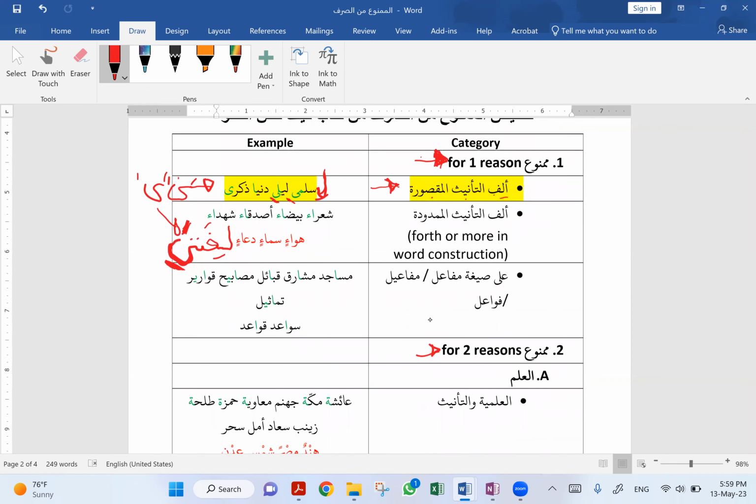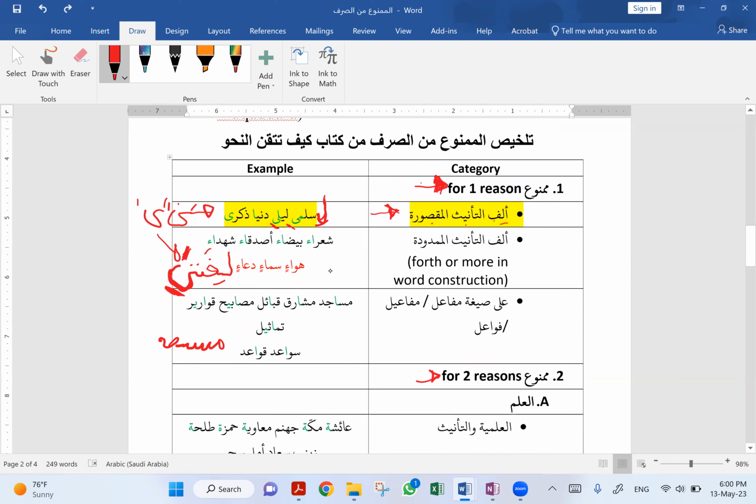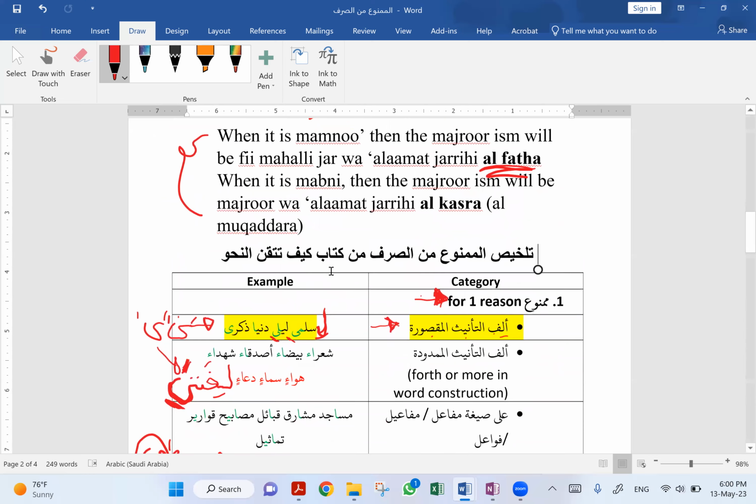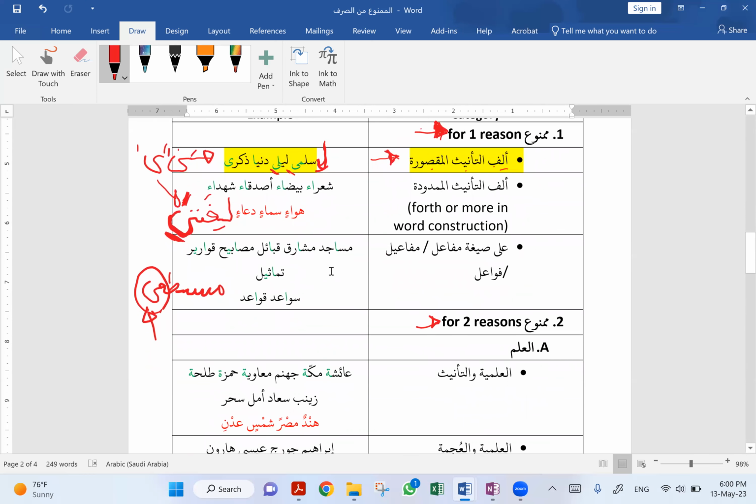So you have other words like Mustafa. Mustafa, the ending is an alif maqsura, but this is not feminine. So it will not have a fatha if it is in the jar status. So that's number one, and I think the one that takes a lot of thinking and understanding. The other category that takes only one reason to become mamnu' min as-sarf is alif al-ta'nith al-mamduda. But now that we have understood this part, this part is going to be easy.